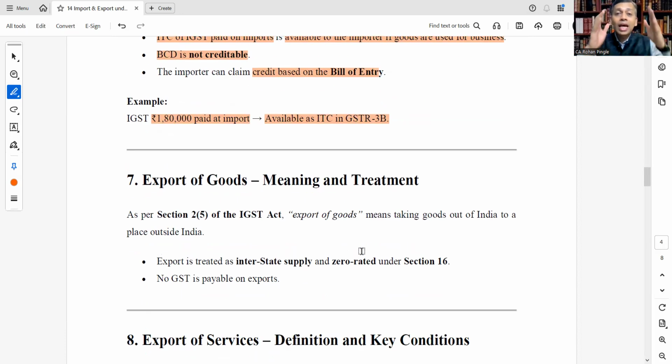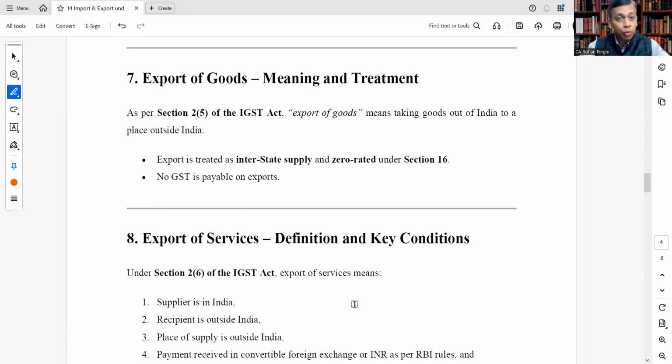And now this is all up to the import. Now we will move to export of goods. Hope you understood the import of goods and import of services: how to value, how to tax it, how to claim the ITC. Now we are moving to export of goods. Let's see its meaning and treatment.